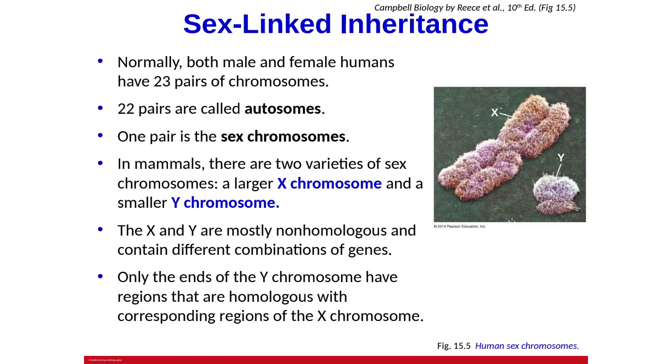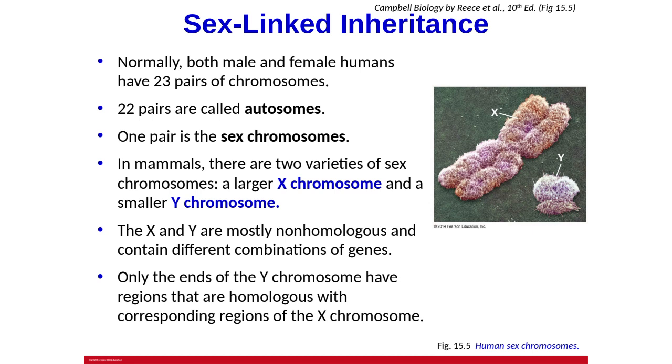Up till now in this class, we've considered diseases that involved autosomes. We're now going to look at diseases that potentially are on sex chromosomes. So this is referred to as sex-linked inheritance. Normally both male and female humans have 23 pairs of chromosomes. 22 pairs are called autosomes. These are the non-sex chromosomes, and then one pair is the sex chromosomes.